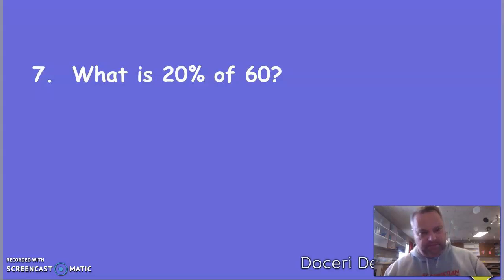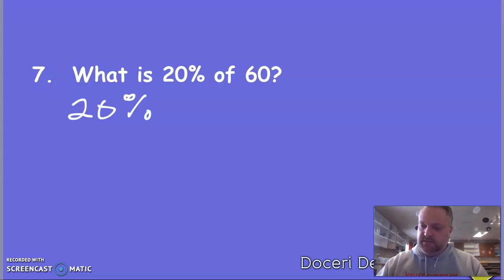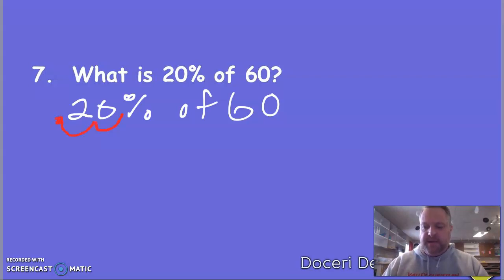is the percentage question. What is 20% of 60? So remember, 20%, I'm just going to rewrite the problem, 20% of 60. So recall, the way to change a percent back to a decimal is to move the decimal 2 times back to the left, and it equals 0.20. So my question now is 0.20, and remember of is another way of saying multiply 60.